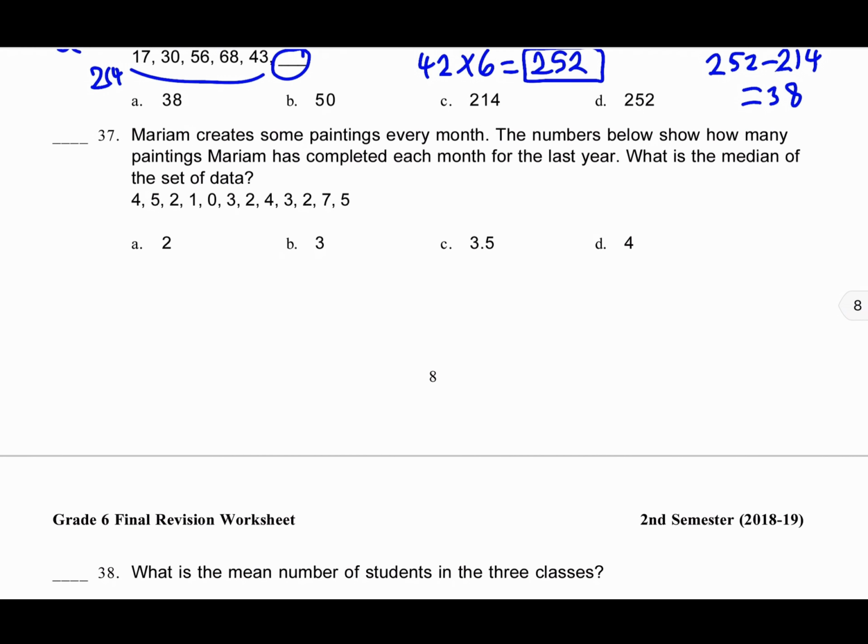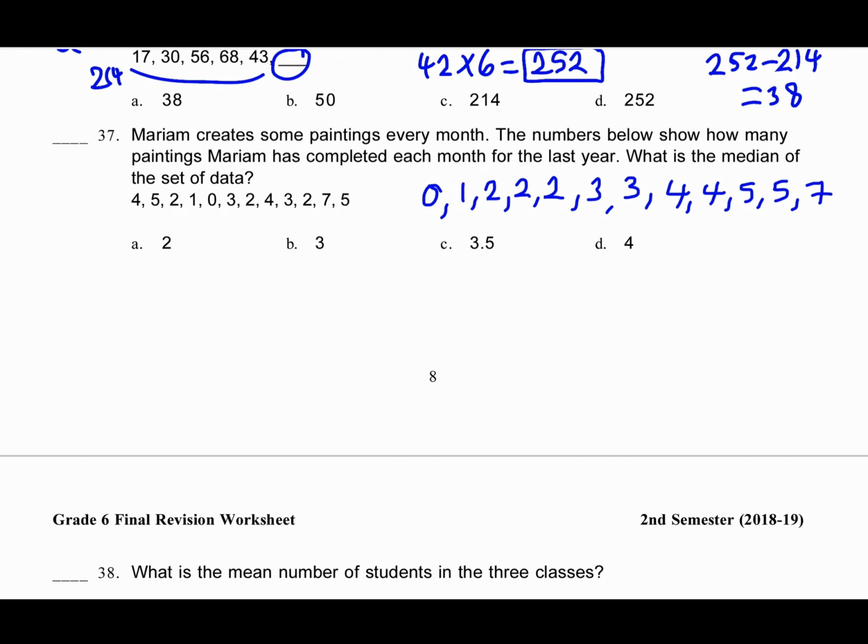Next question. Mariam creates some paintings every month. The numbers below show how many paintings Mariam has completed each month for the last year. What is the median of this set of data? So we have to arrange this data set first. 0, 1, 2, 2, 2, 3, 3, 4, 4, 5, 5, and 7. These are all the values of data.